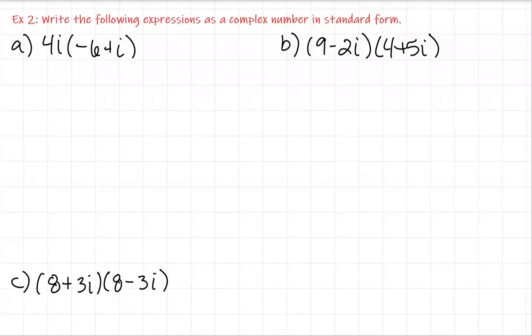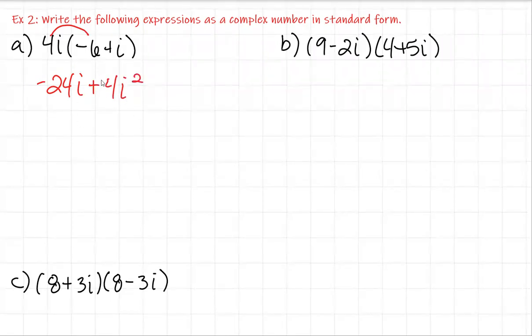When I multiply, notice that it kind of looks like as if I were distributing with polynomials. You can treat this as like a 4x times negative 6 plus x. In that case, I would distribute, right? So let's do that. 4i times negative 6, that's negative 24i. And then 4i times i, that's going to be plus 4i squared.